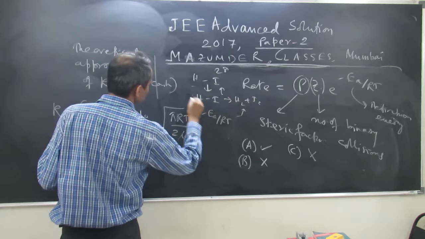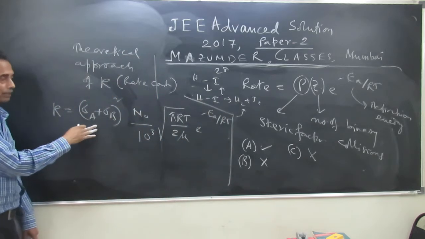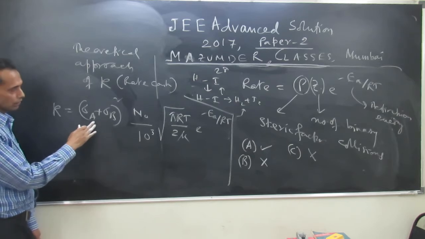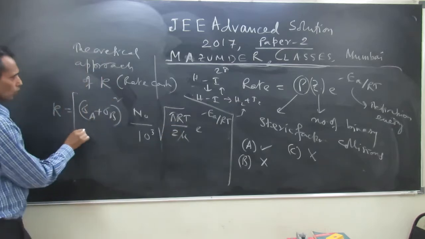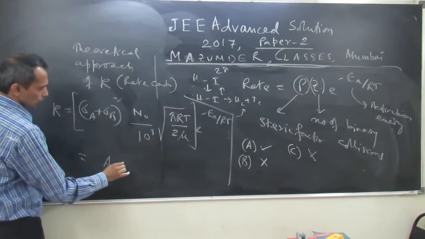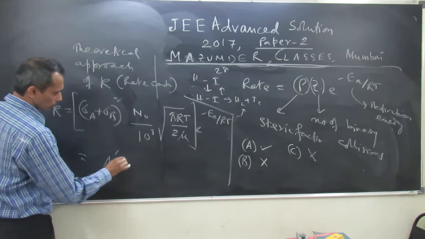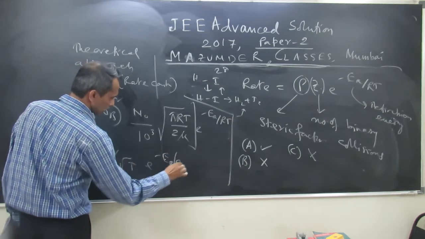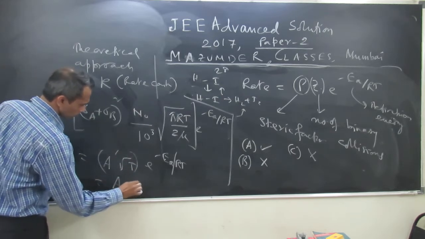So this is basically the final expression of K for a bimolecular reaction, where sigma A and sigma B are the molecular diameters and N0 is the Avogadro number, and you know this whole value basically corresponds to A. So obviously I can see A dash root over T into e to the power minus EA by RT, and what Arrhenius basically said is that this is almost equal to a constant A into e to the power minus EA by RT.